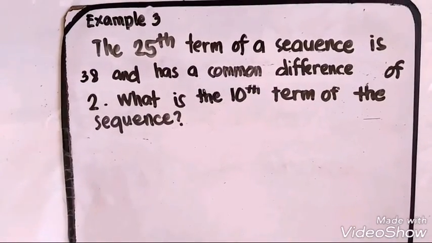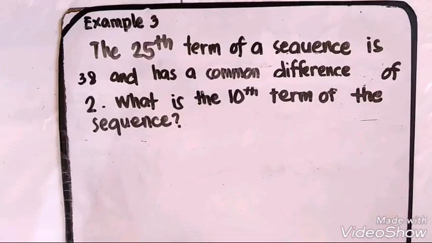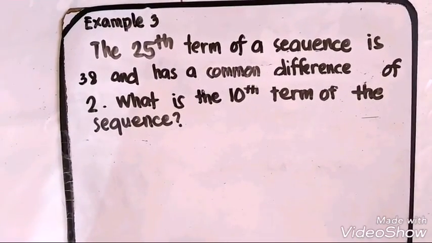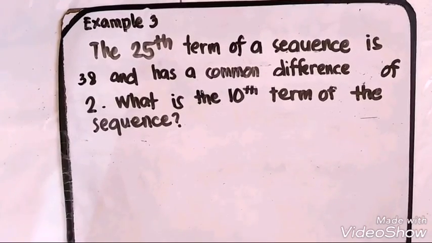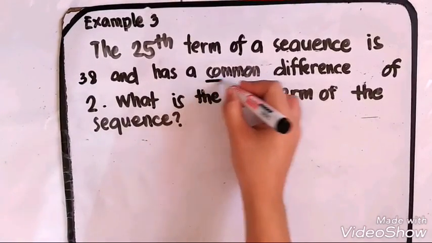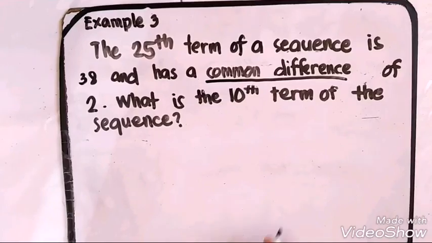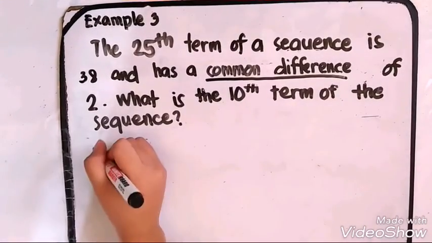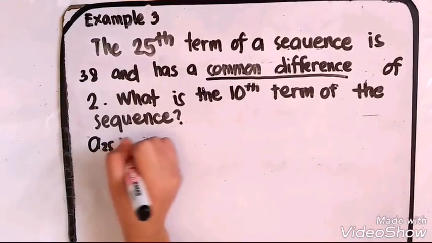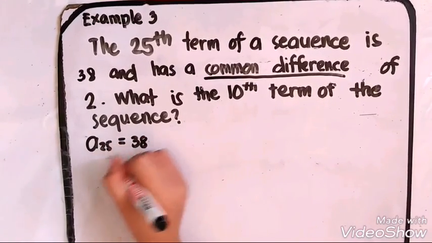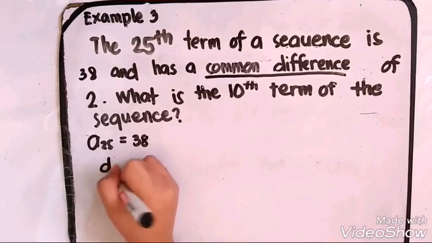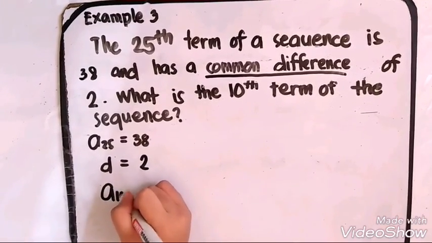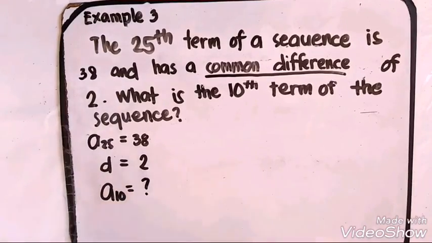Example number 3. The 25th term of a sequence is 38 and has a common difference of 2. What is the 10th term of the sequence? So, because of the clue, which is common difference, we know that this sequence is arithmetic. So, let's write the given. A25 is 38. Our d, or common difference, is 2. And we are looking for a sub 10, or the 10th term.